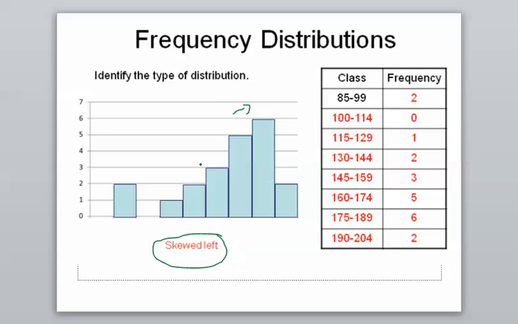Okay? Now, a normal distribution, if you were looking at a frequency distribution, would look more like that. Okay? It would be more mounded in the center and shorter at the ends. That's what we'd be looking at for a normal distribution. So this one is missing some things over here on the left, so it's skewed left.